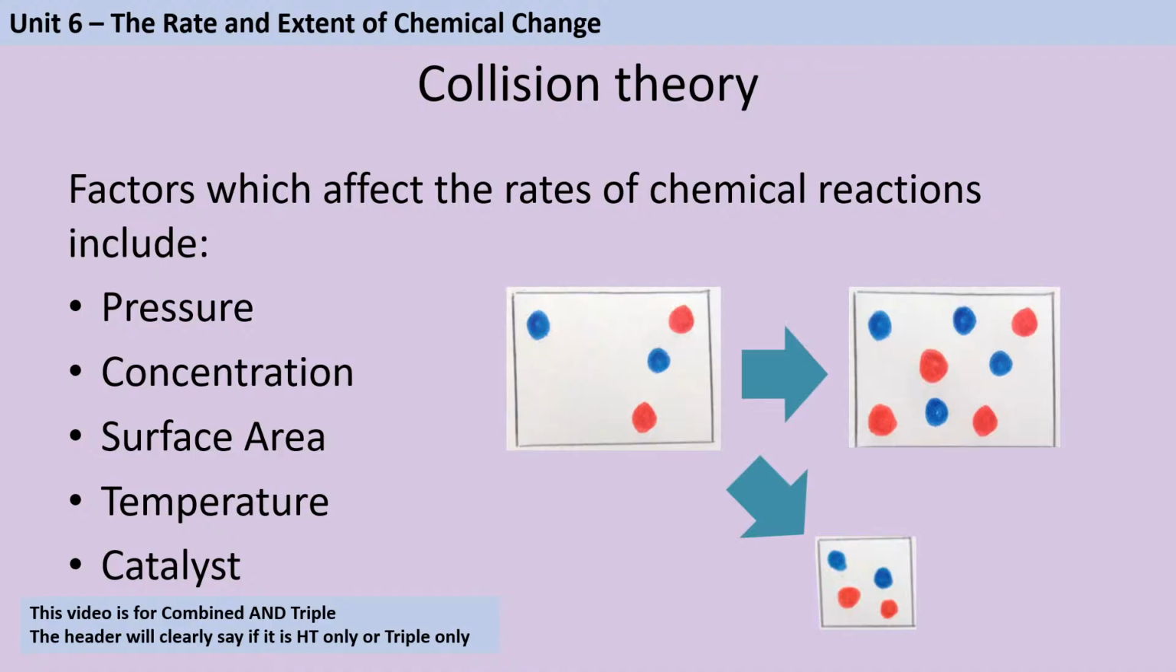You can increase pressure in 2 different ways. One is by increasing the number of particles in a container. So if you imagine blowing up a balloon or blowing up a bike tyre. And the other is by making the container smaller, because the pressure is caused by the particles bouncing off the walls of the container they're in. So if they're in a smaller container, they're going to collide with the walls more frequently.